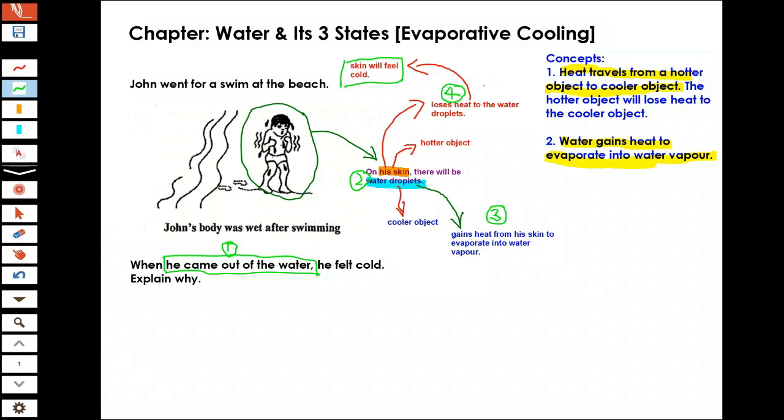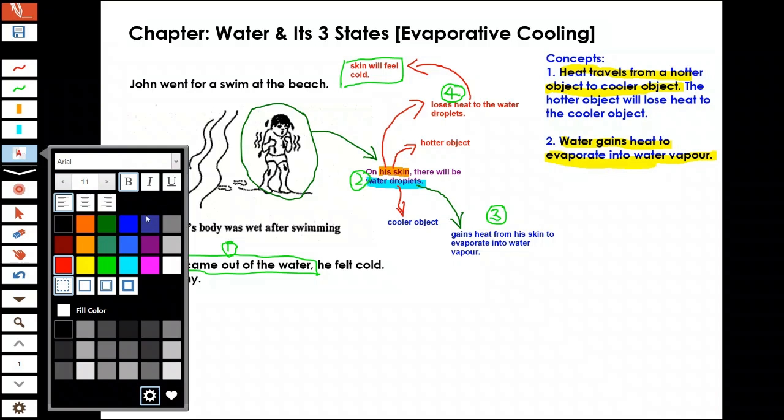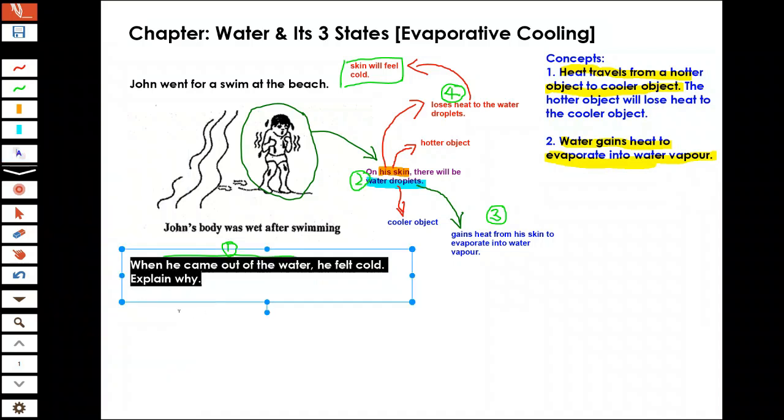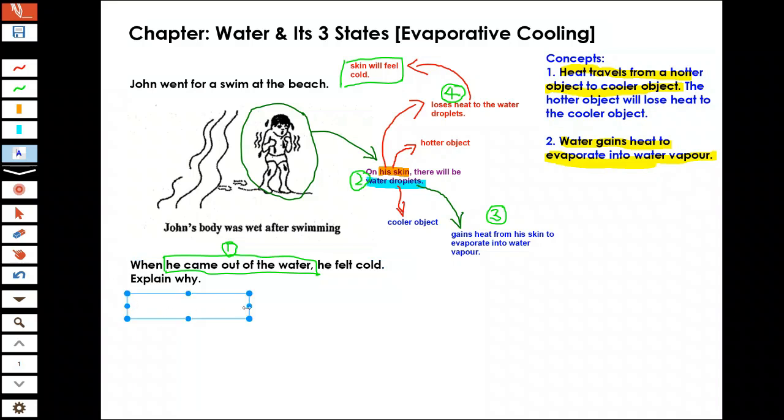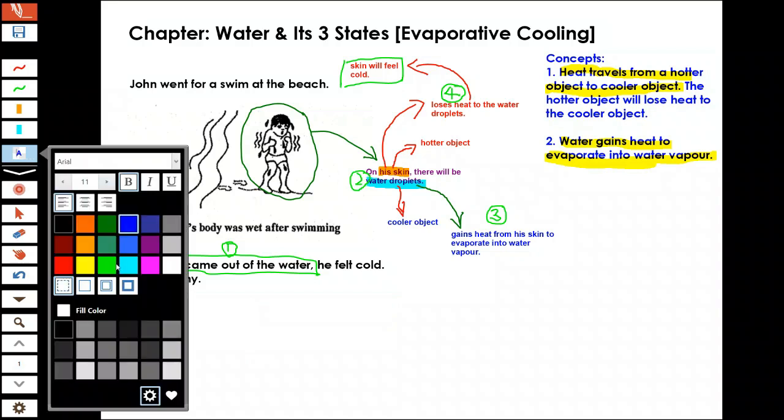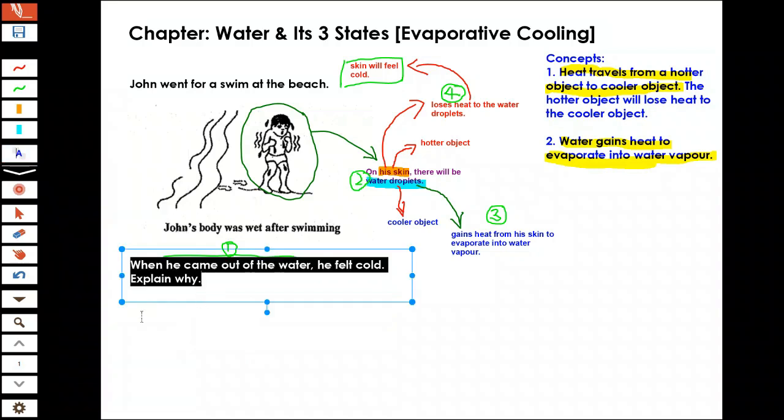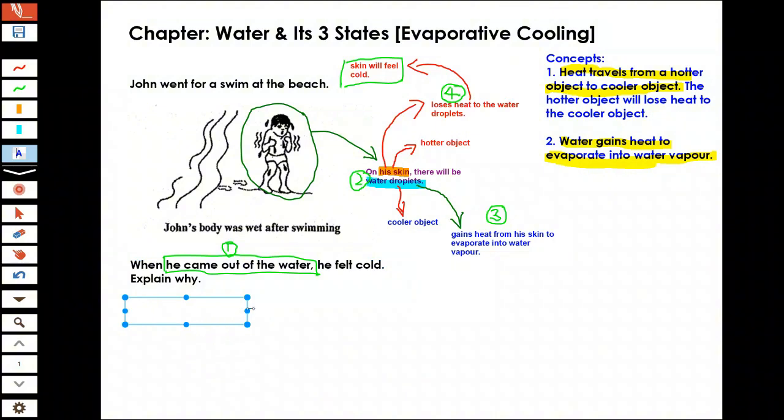So to earn your 2 marks in this question, you just need to follow this sequence of events. So how do we put all of these events into your 2 marks explanation? Let's write it down at the bottom. So over here. Maybe I will increase the font size. So, when he came out of the water, he felt cold.